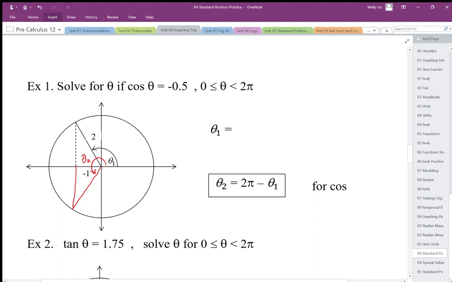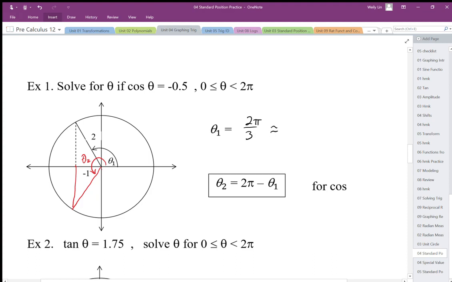If I do arc cos, I'm going to get something like, I forgot what it is, I think it's going to be 2.08 or something like that. But because again it's a special angle, we know that that's going to be 60 degrees, so that must be 120, which is 2 pi over 3.